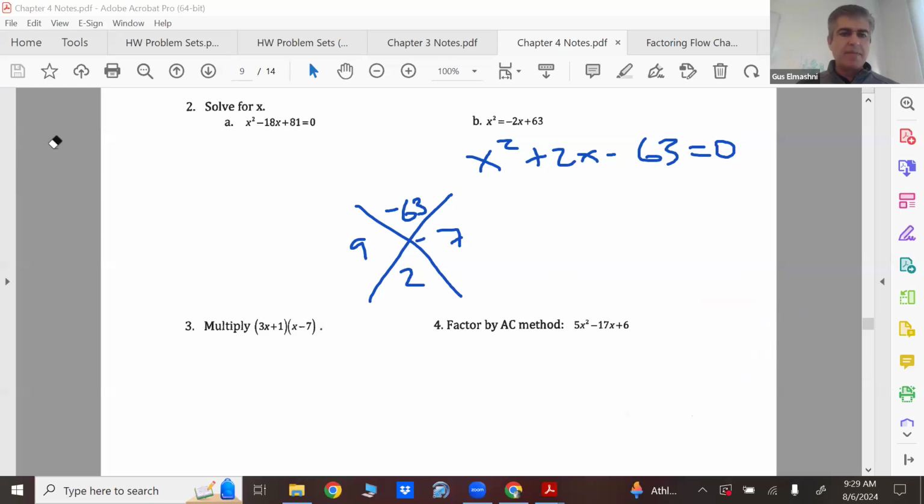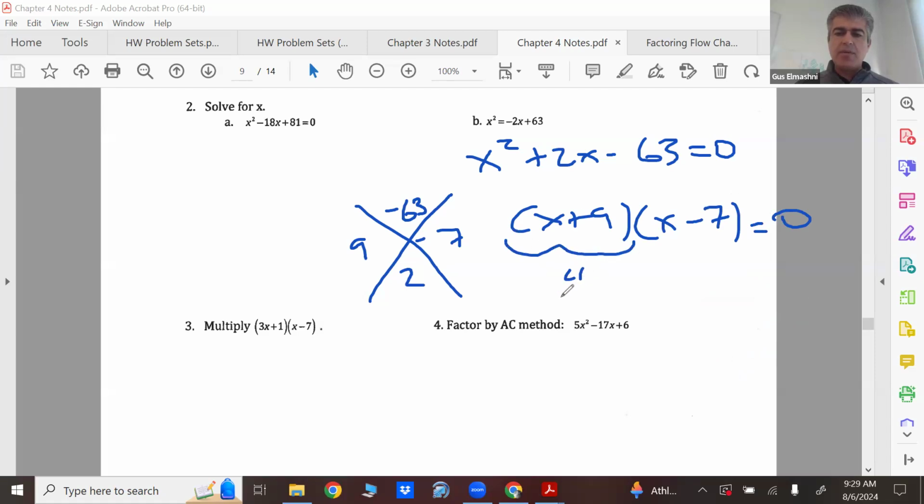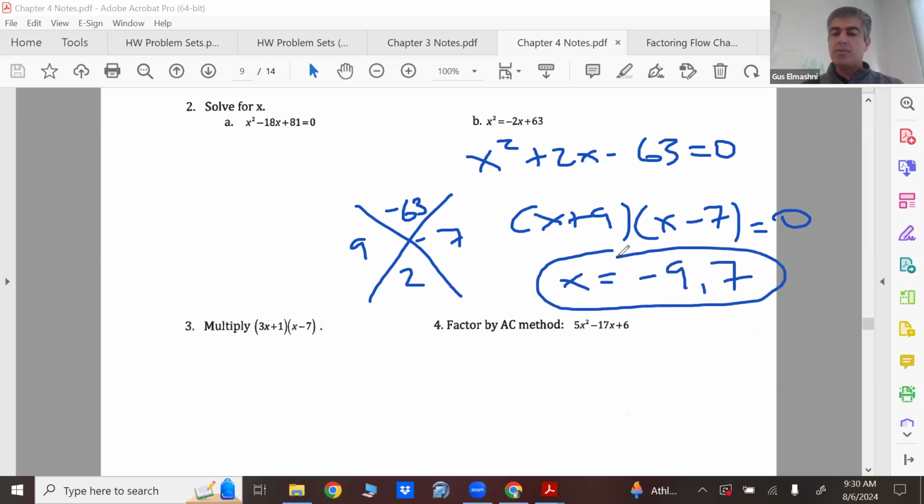Okay. And now here's why we care to solve this. Because either this has to equal 0 or this has to equal 0. Either x plus 9 has to be 0 or x minus 7 has to be 0. Because anything times 0 is what? 0. Even if you have like 100 factors, if one of those factors is 0, the whole thing is 0. So what makes that happen? Either when x is -9 or when x is 7. Either way, you will get 0 for the solution. So easy peasy.